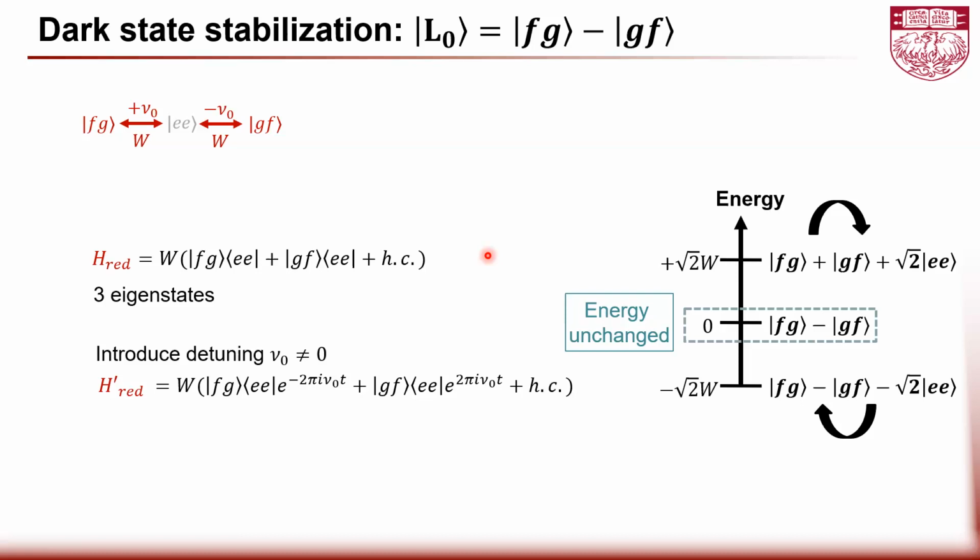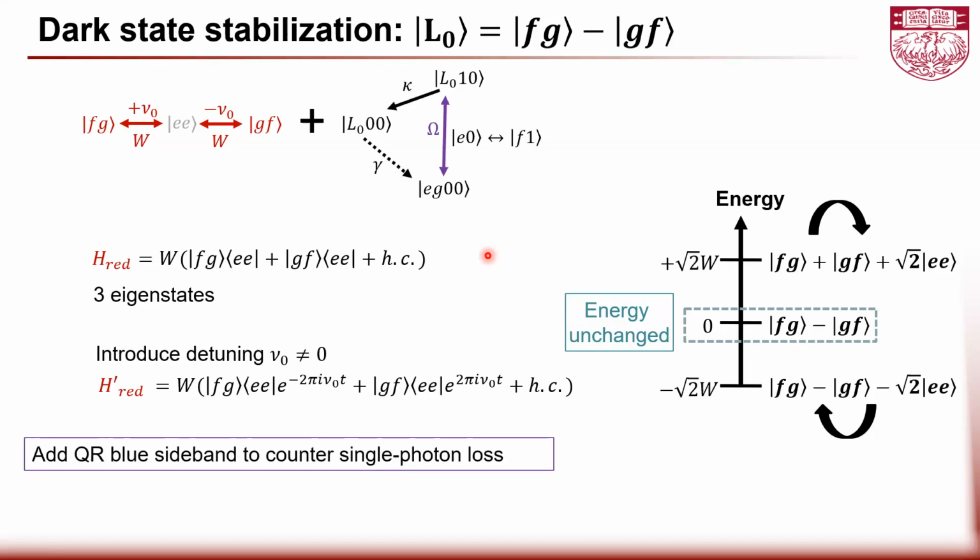What it really does is make the other two unwanted states fast oscillating and time dependent. And whatever happens there, we don't care. It has no effect on us. We then add the QR blue sideband to counter the photon loss that will happen to the logical states. We add the E0 to F1 interactions.